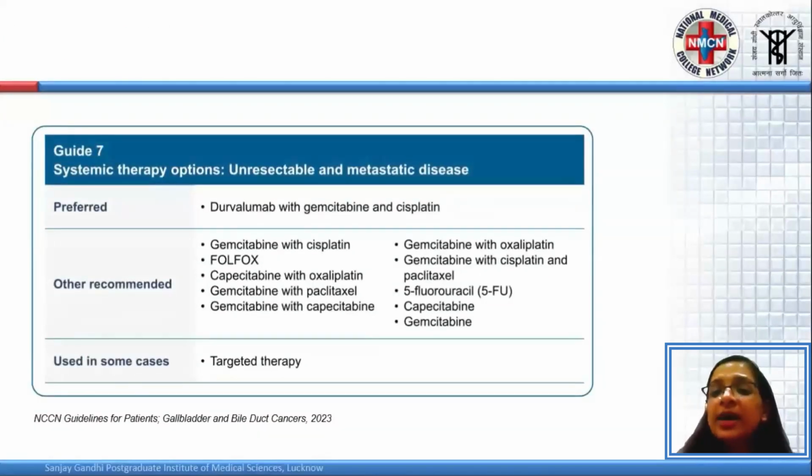The systemic therapy guideline for unresectable and metastatic disease preferred is gemcitabine plus cisplatin and durvalumab. And other recommendations that we have discussed are gemcitabine with cisplatin, FOLFOX, capecitabine with oxaliplatin, gemcitabine with paclitaxel or capecitabine. Sometimes targeted therapy, which is also under investigation, can be used in gallbladder carcinomas.